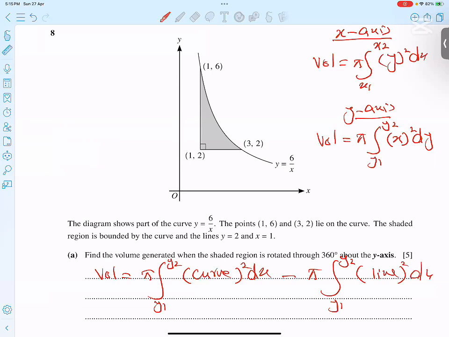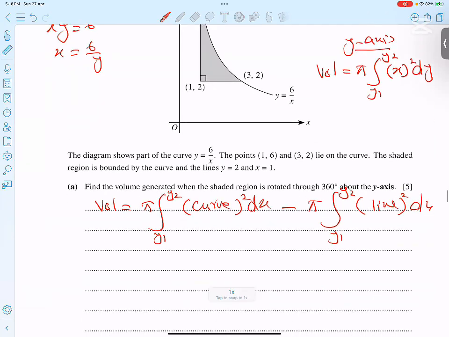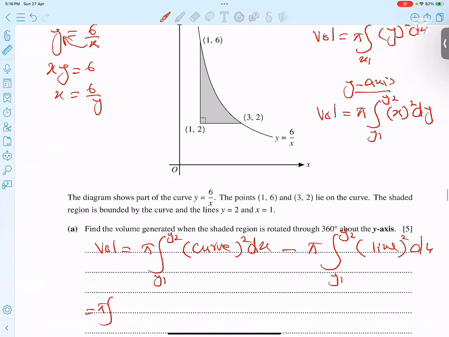First of all, do we have the curve equation? For the formula, I need x squared here. Do you have x squared given here? No. I will try to reshape it: multiply and make x the subject. So x = 6/y, and this I am going to plug in. So let's start with π outside. The lower limit of y is this, y is 2, and this is 6. So 2 to 6.